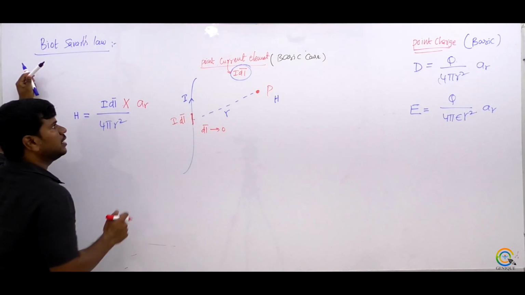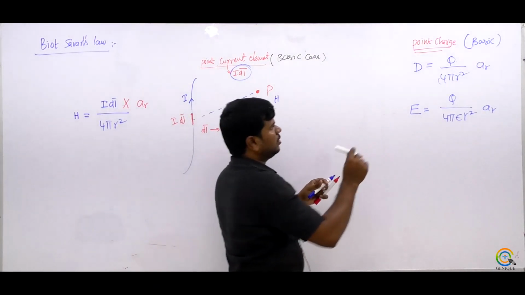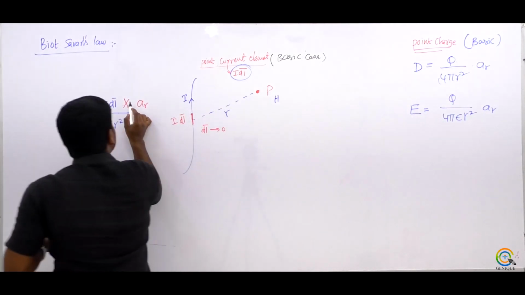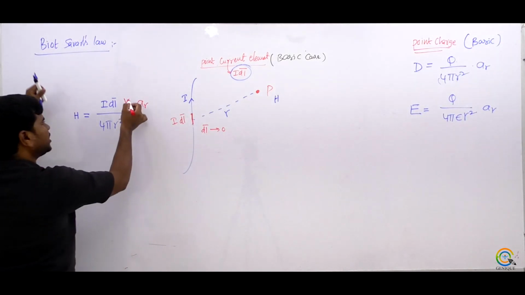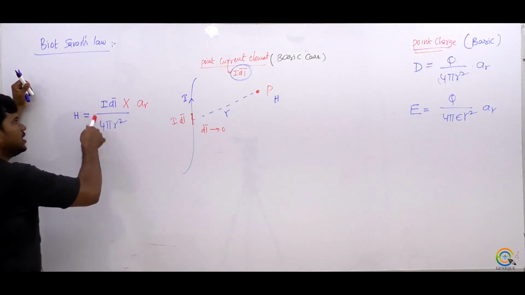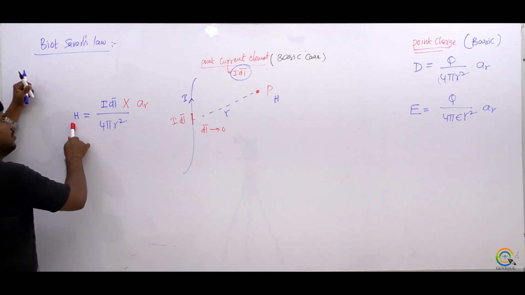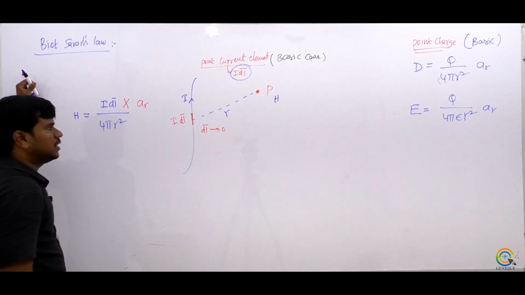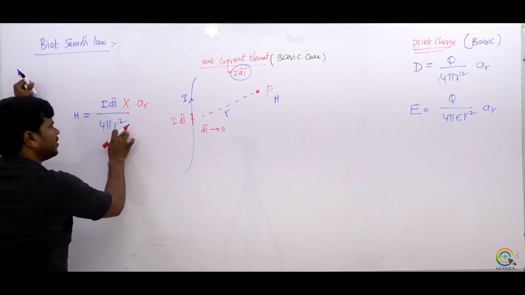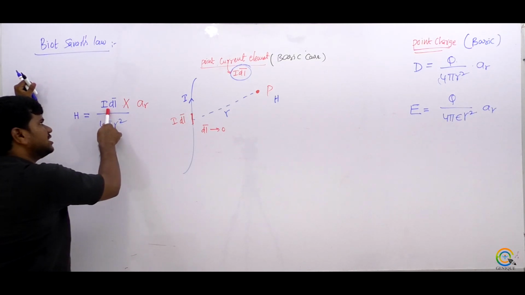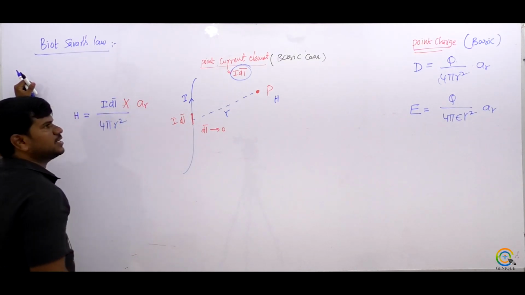AR means the dot product here, right? So that means here you have to take the cross product. It is not simply multiplication, it is the cross product. So this is called the H field due to the point current element at a distance of R. The basic cause divided by 4 pi R square into AR. Here this is not multiplication, it is a cross product, because it is a vector. That's why it is a cross product.